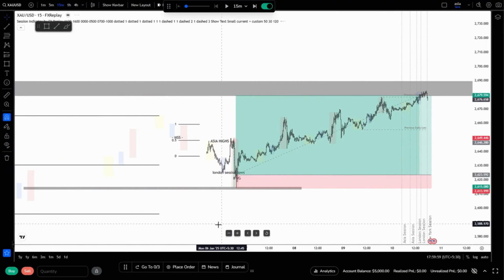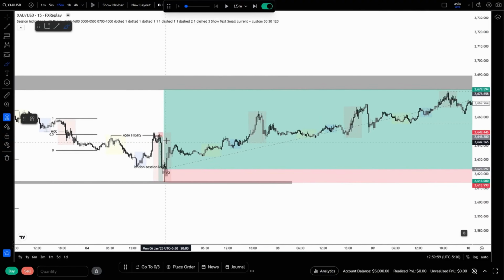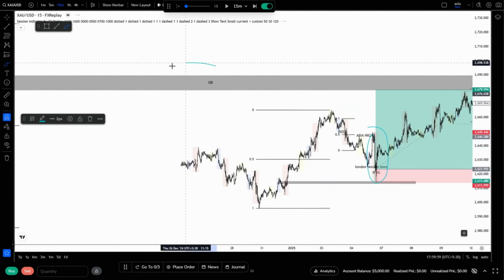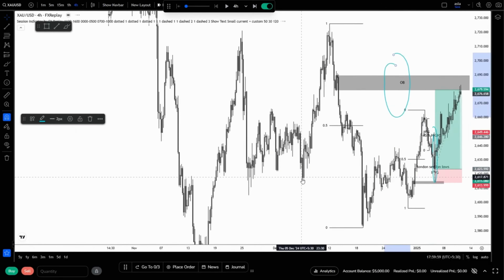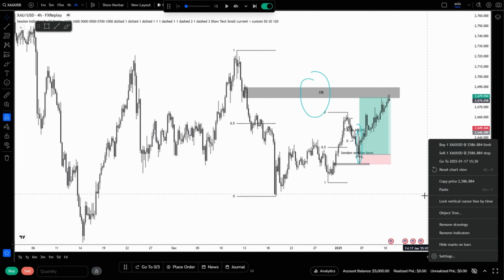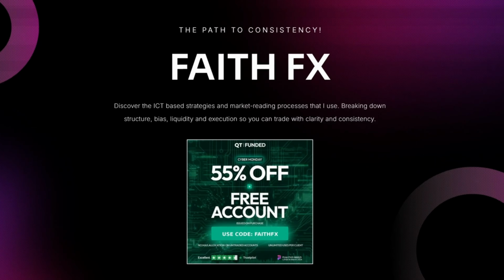This is how you combine session-based liquidity with directional bias and draw on liquidity alignment. When all of these elements are in place, the trade becomes structured, logical, and repeatable, rather than based on emotion or guesswork. That's it for this video.